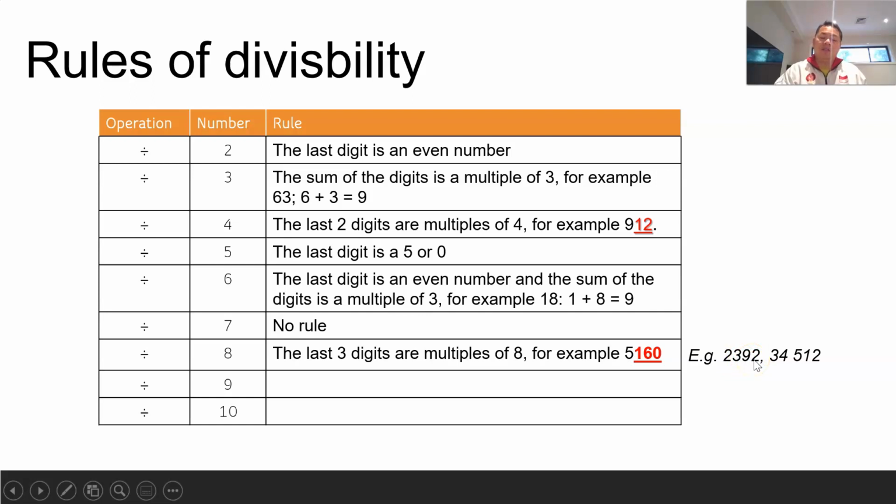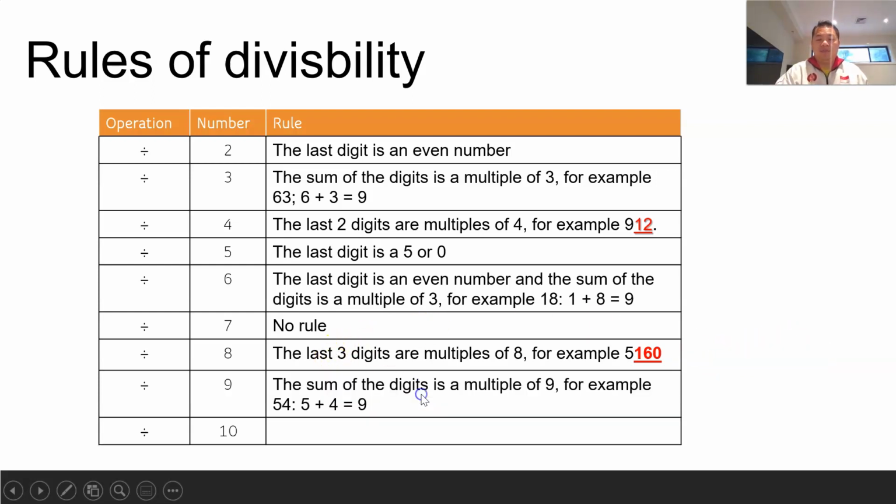392 divided by 8 is 49. That's right, so it's divisible by 8. 512 divided by 8 is 64, which is also divisible. So by just looking at the last 3 digits, since they are divisible by 8, these whole numbers are divisible by 8.